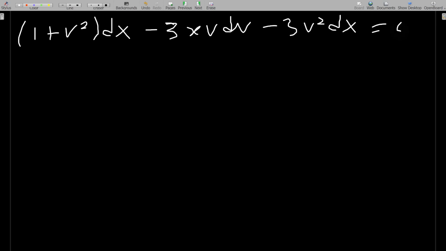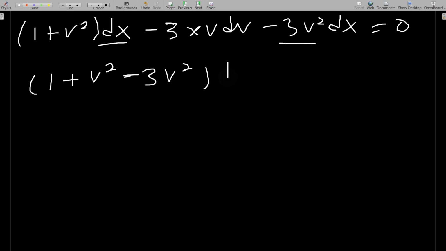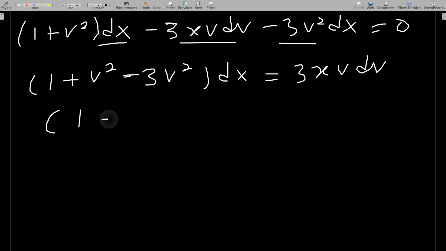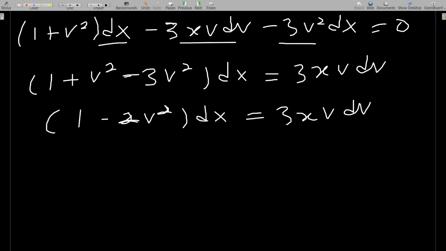So therefore this is equal to 0. When I add this and this, there is a ds, so I just have to add them together and send this one to the other side of the equation. So I'm doing them together. I have 1 plus v squared in one of the dx, then minus 3v squared, all times dx. If I send the whole of this to the other side of the equation, it's minus already, so I have 3x v dv. When I add these, I have 1 minus 2v squared dx is equal to 3x v dv.